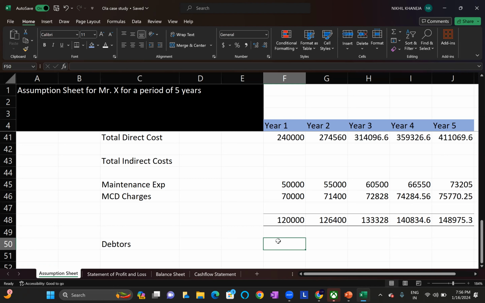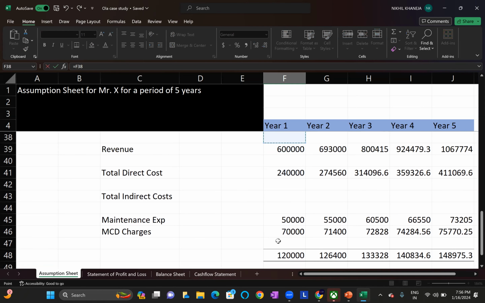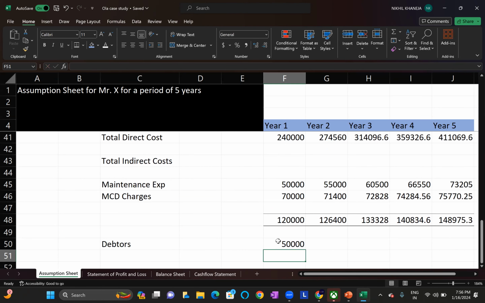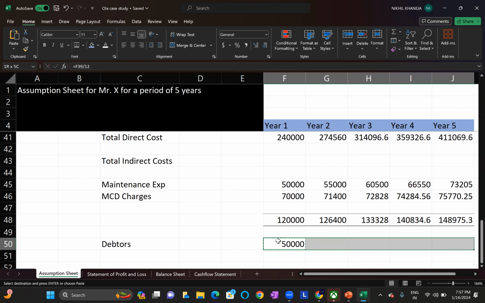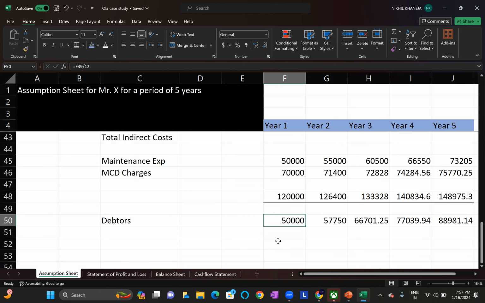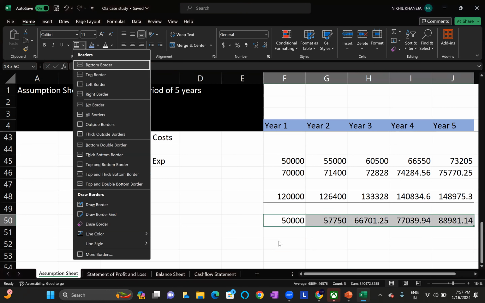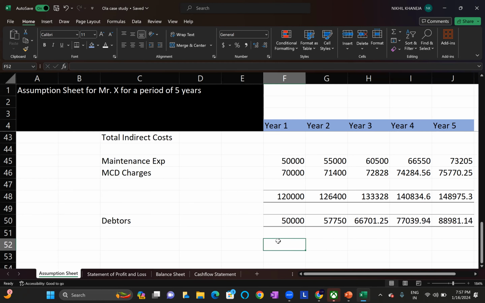So how I will be calculating my debtors is equal to my revenue. My revenue is nothing but the entire year receipts which I need to receive from Ola, and 1 month payment is pending. So I'll divide it by 12. This way, I'll calculate the 1 month payment which will be pending at year end, yet to be released from Ola. Got it? Control C, drag it for the remaining years. I can also keep these under double underlines.